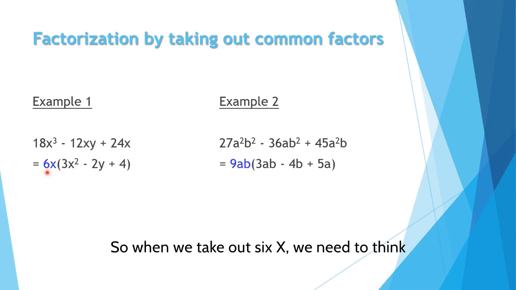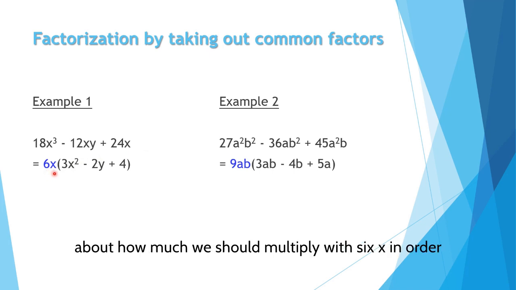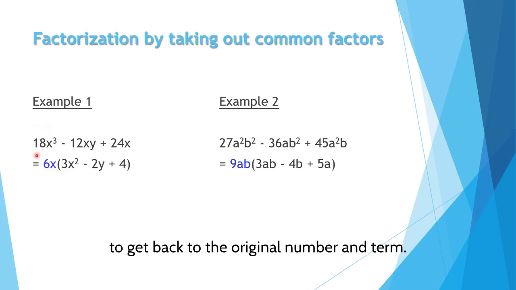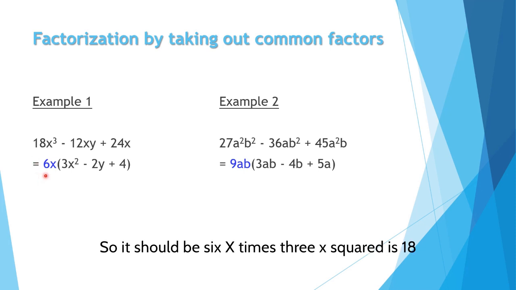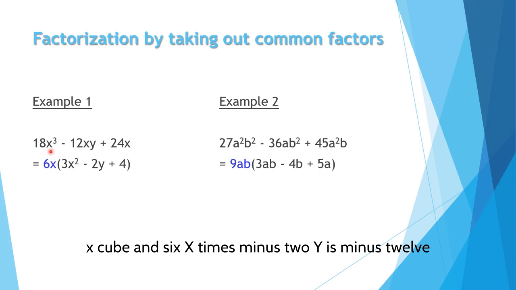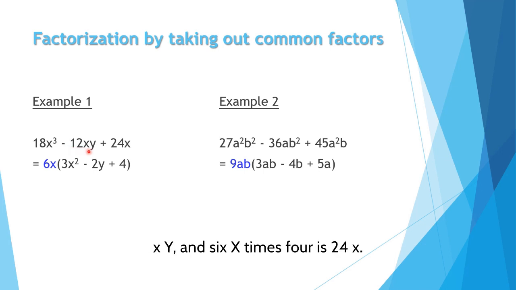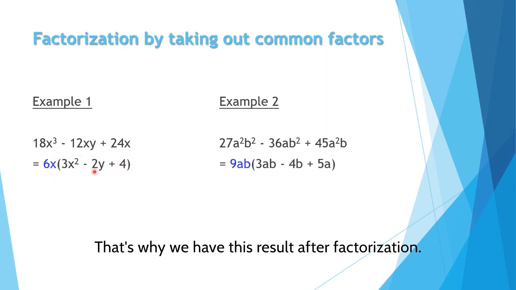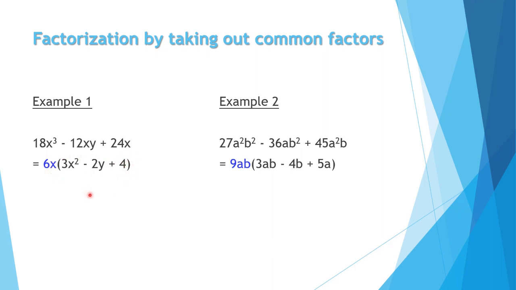So when we take out 6x, we need to think about how much we should multiply with 6x in order to get back to the original number and term. So it should be 6x times 3x squared is 18x cubed, and 6x times minus 2y is minus 12xy, and 6x times 4 is 24x. That's why we have this result after factorization.